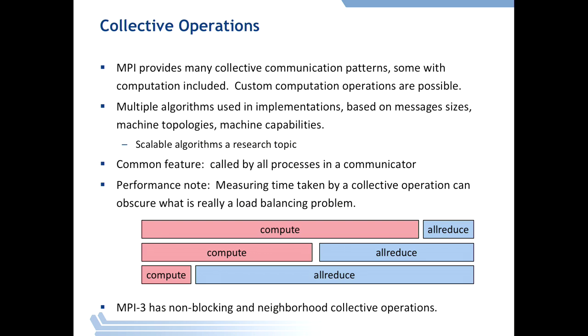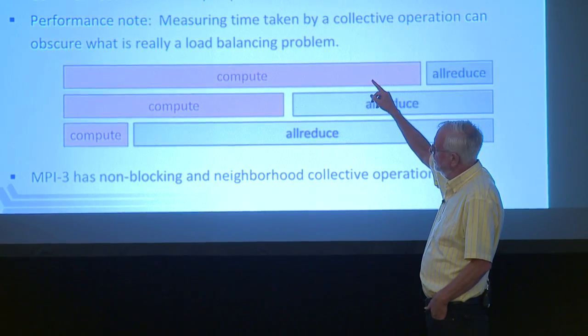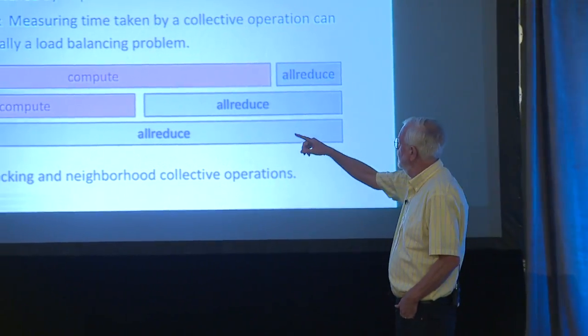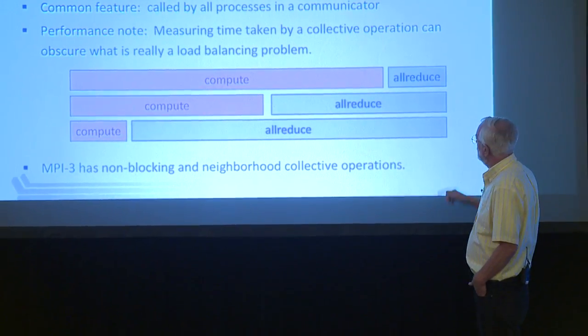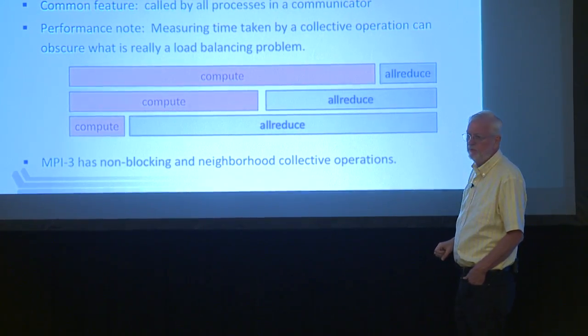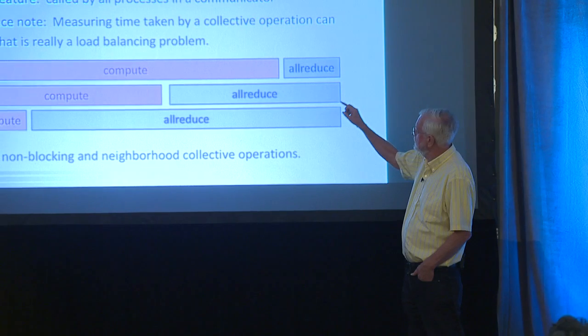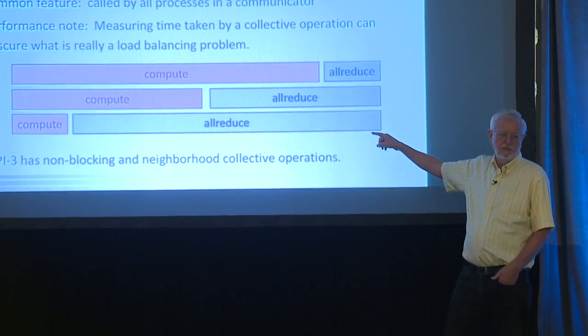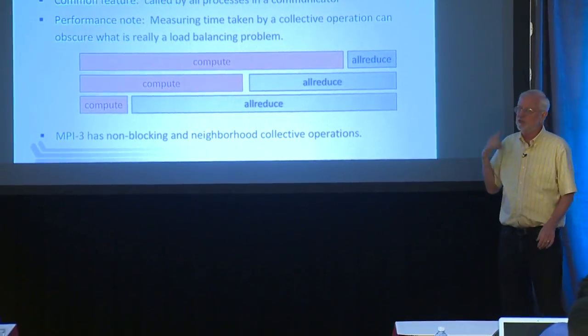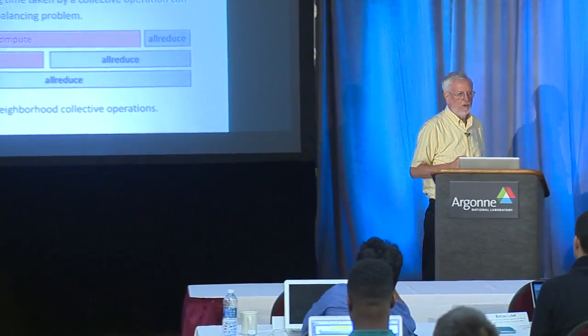Well, suppose the amount of computation done on each process is widely different. So each of them computes and then calls all reduce. So you measure the time of the all reduces, and you say, oh, all reduce is really slow. But the real problem is that the all reduces didn't start at the same time. They were delayed by the large amount of computation in this node. So this is just something to be aware of when you're measuring the performance of collective operations. You have to think about exactly what's happening when they start and when they finish.